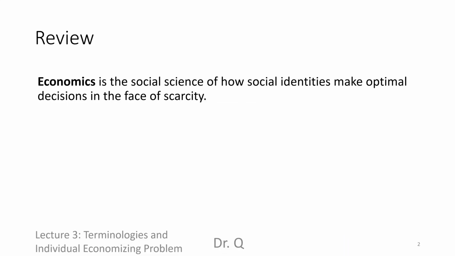Last class, we finished the discussion of the definition of economics. Remember that economics is a social science helping social entities make optimal decisions in scarcity. We use marginal analysis to make optimal decisions. In the discussion, we learned the law of diminishing marginal utility.